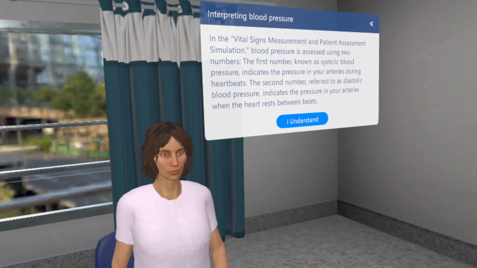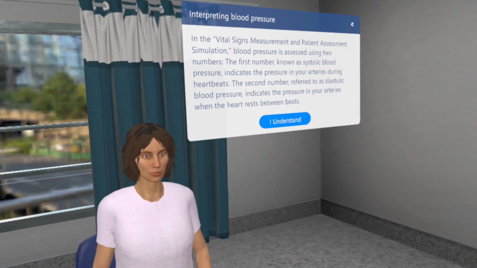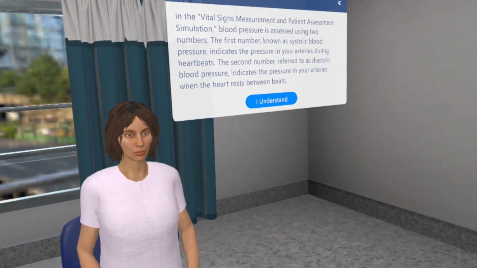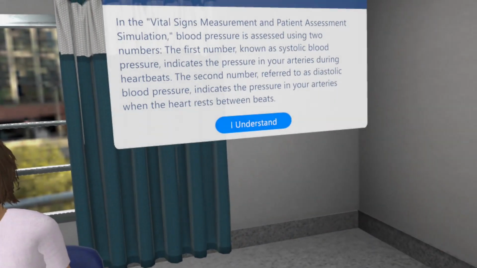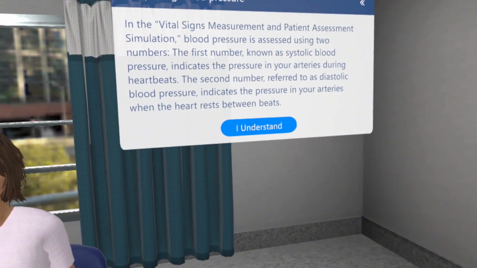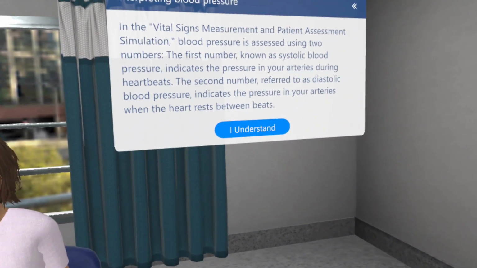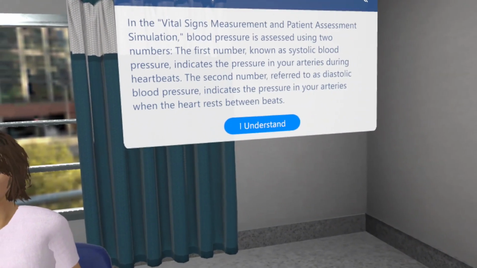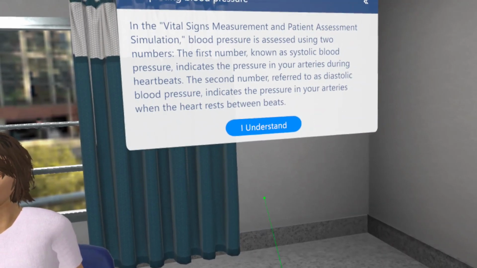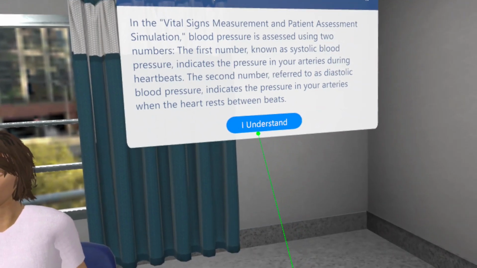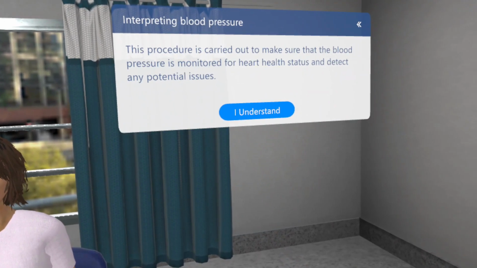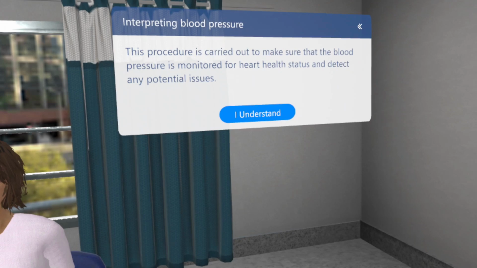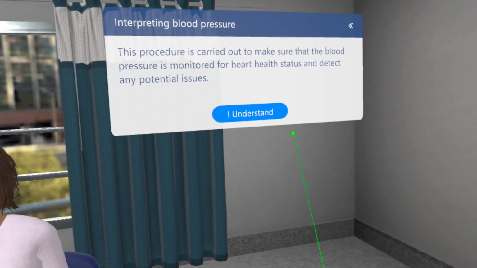In the vital signs measurement and patient assessment simulation, blood pressure is assessed using two numbers. The first number, known as systolic blood pressure, indicates the pressure in your arteries during heartbeats. The second number, referred to as diastolic blood pressure, indicates the pressure in your arteries when the heart rests between beats. This procedure is carried out to make sure that the blood pressure is monitored for heart health status and detect any potential issues.